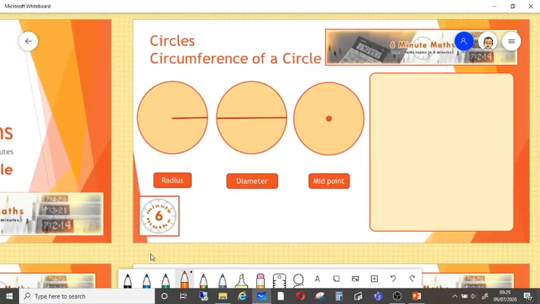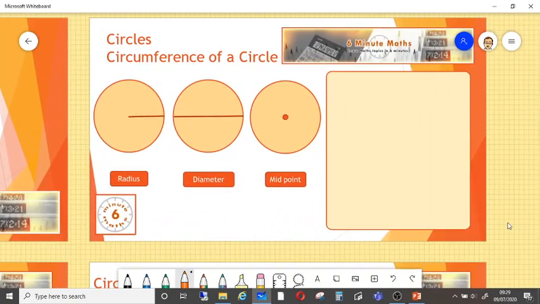Okay, so circle parts first. Let's just get familiar, just a bit of a recap. The midpoint is the centre of the circle. The radius goes from the centre of the circle to its edge, which is called the circumference. And the diameter goes all the way across. The diameter is double the radius, goes from one edge to the other through the midpoint. The circumference is all the way around the circle. It's the whole edge all the way around. In any other shape, it's a perimeter, yeah?